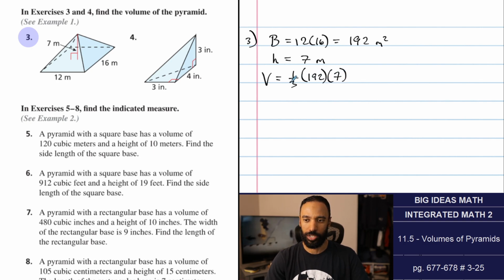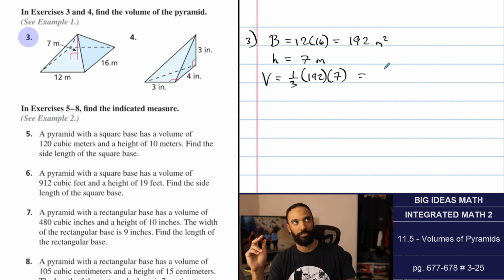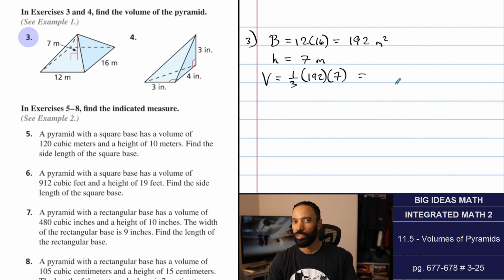And this is where I start to get a little clever. 1/3 of 192, I think, is 64. So I'm going to work smaller first if I can, and then do 64 times 7. I think that's 462.